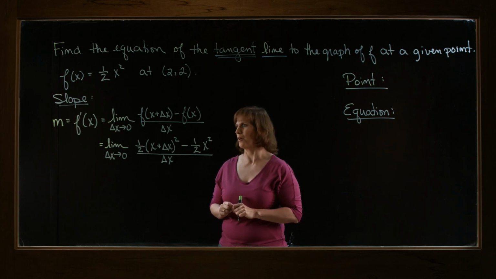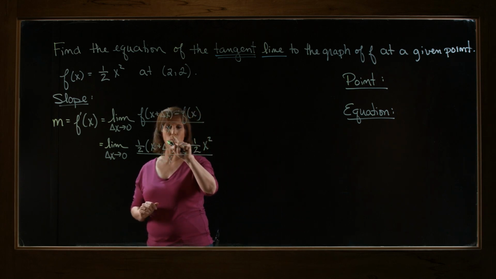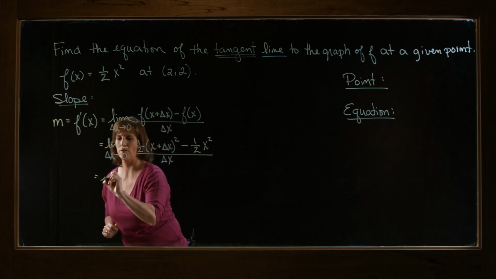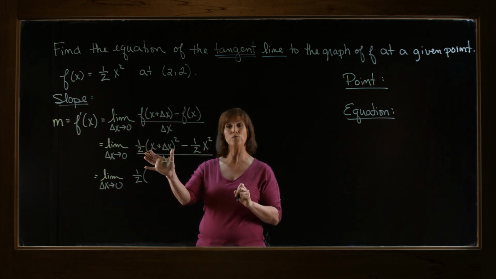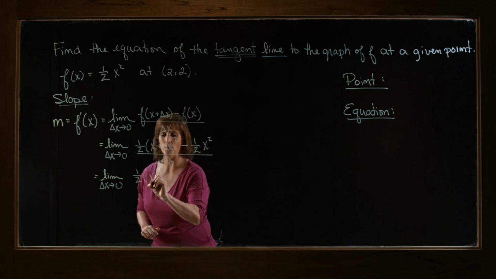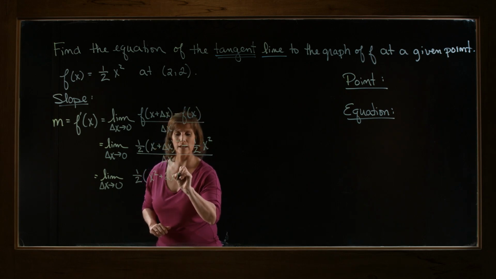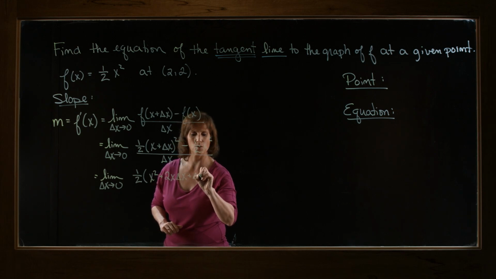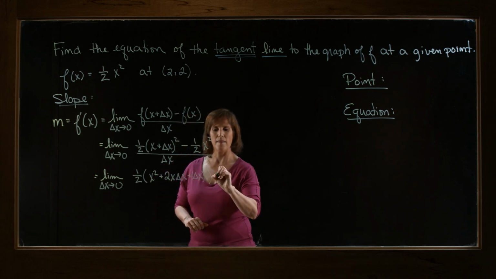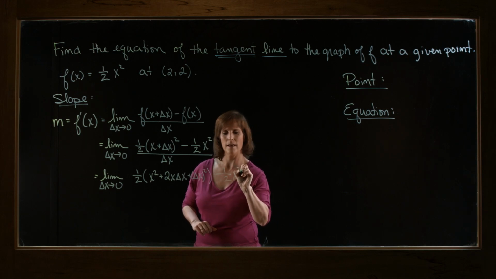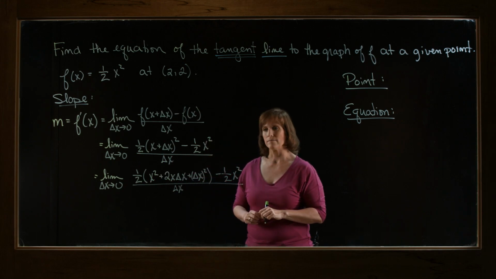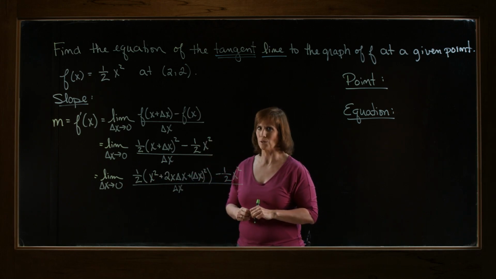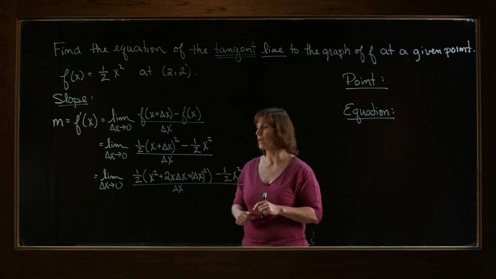Well, let's do a little algebra. I'm going to start with my order of operations and work with this squaring piece. So I've got the limit as delta x approaches 0 of 1/2 times the quantity. Now I'm going to FOIL this, and so when I do that, I end up with x squared plus 2x delta x plus delta x squared. Then I'm still subtracting 1/2 x squared and dividing the whole thing by delta x. Well, if I try to take the limit, I'm still going to get 0 over 0. So let's continue working with some algebra.